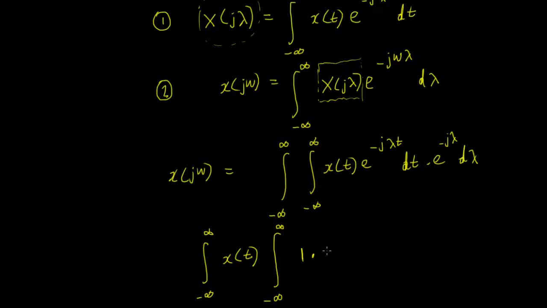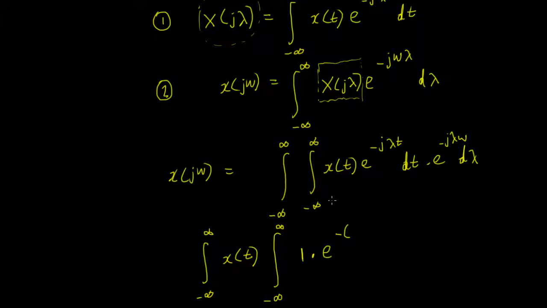e to the minus, and we'll bring these together, so we've got minus j lambda t and minus j omega lambda. I've missed out the omega there, so there should be an omega there as well from here. Okay, so it's j omega lambda.